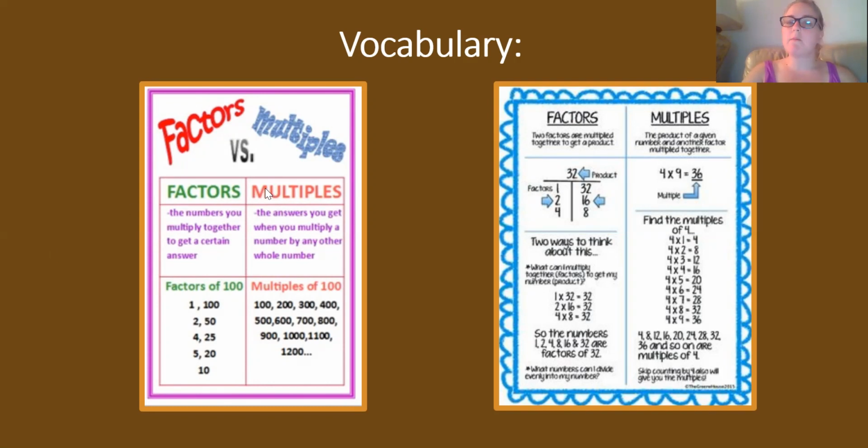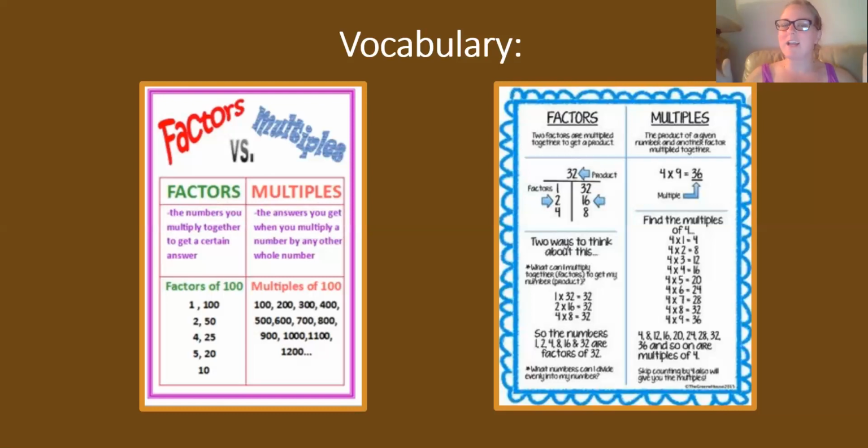So thinking about multiples, multiples are the answers you get when you multiply a number by any whole number. So for example, multiples of 100 is pretty much like skip counting. So if I'm going to skip count by 100, it would be 100, 200, 300, 400, 500, 600, 700, 800, 900, 1,000, 1,100, 1,200, and on and on and on.